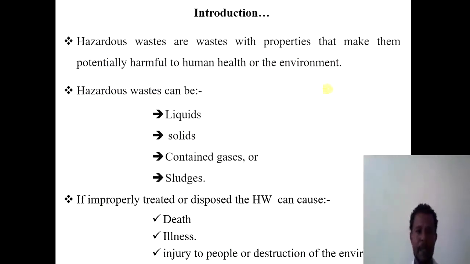Here there are two important forms, as we saw earlier. Hazardous waste can be liquid, solid, contained gases, or sludge. However, if improperly treated or disposed of, it can cause injury to disease in people or destruction of the environment.